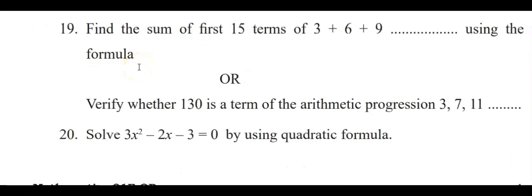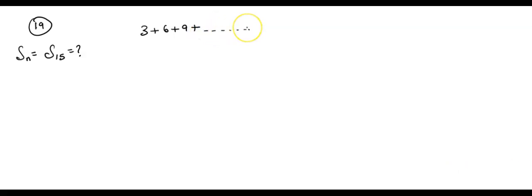Question number 19. Find the sum of first 15 terms of 3 plus 6 plus 9 and so on using the formula. Come, let me solve this problem. Find the sum of first 15 terms, that is S15 equals question mark. As we know, S15 is in the form of Sn. They have given the sequence 3 plus 6 plus 9 and so on.